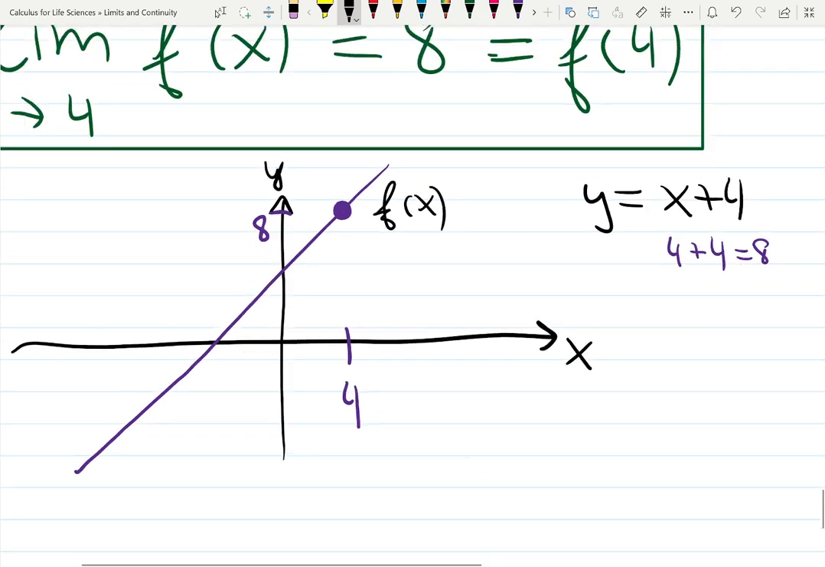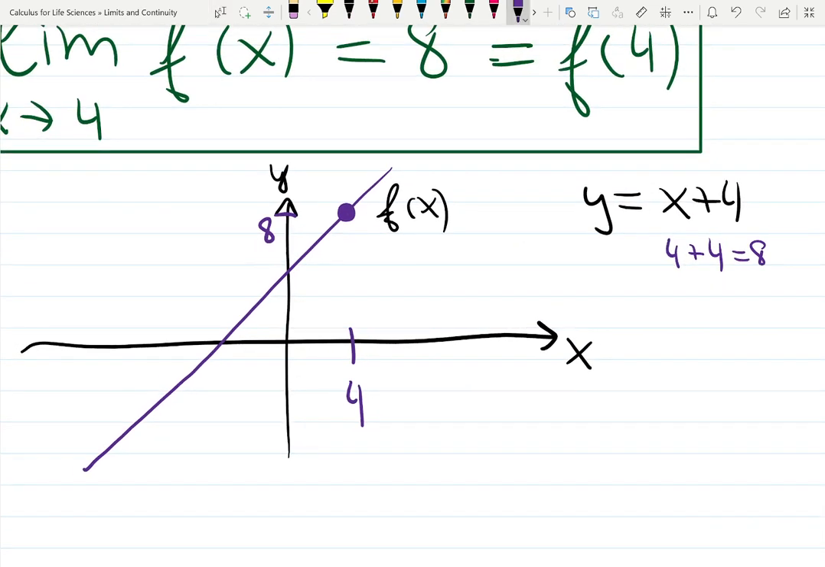This function is continuous at 4 and actually everywhere else. When I put a pencil here, I can go through the whole function without taking it off the paper. That is a pretty cool idea.